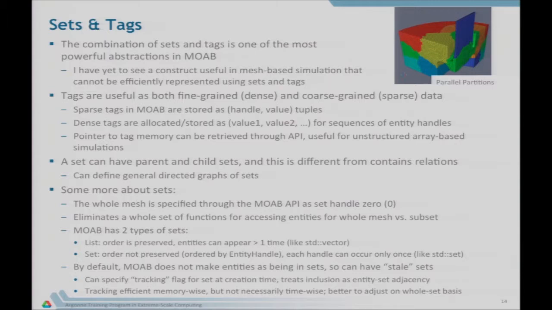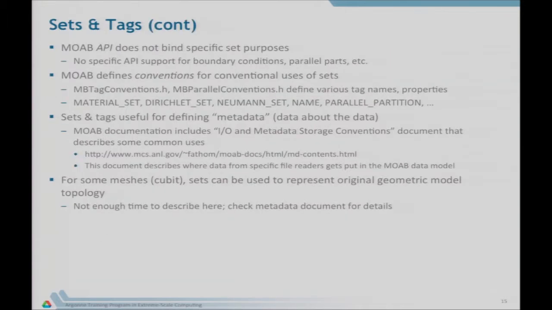So vertices can be adjacent to the entities that use them, like a vertex can be adjacent to the quads that include them. It can also be adjacent to a set that includes that vertex, so that when you go and delete the vertex, it'll go and remove it from that set. Again, in some cases that's useful, and in other cases that's a waste of memory, so it depends on the application. Sets are a fairly abstract concept, but not rocket science abstract. The MOAB API itself does not bind specific set purposes.